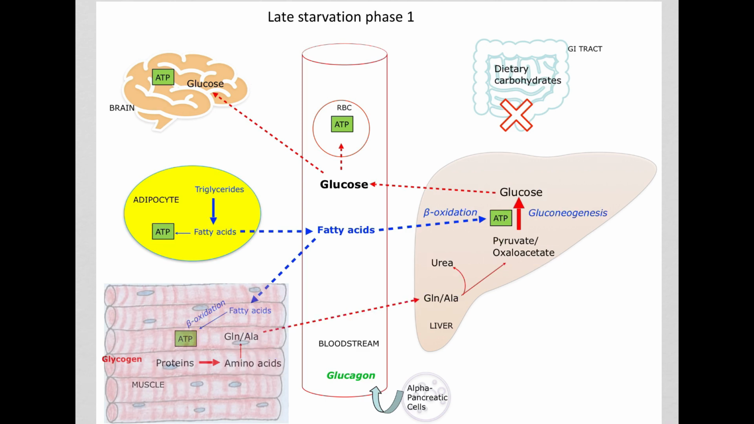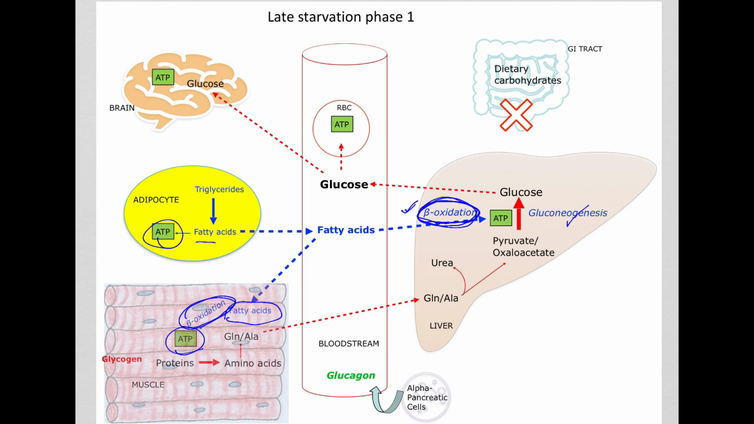So the production of ATP from fatty acids is a very important process that begins in early starvation and then becomes very predominant in late starvation. Again, this process is called beta oxidation. We'll talk about beta oxidation in a future video. So beta oxidation is how we generate ATP from fatty acids.